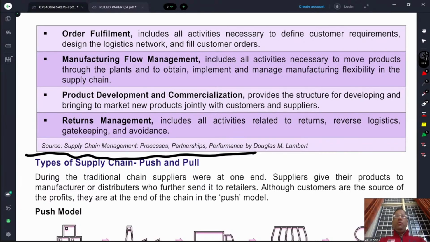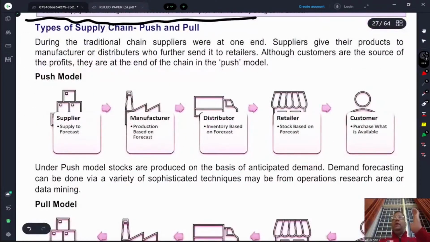If there is any doubt, beta, can we proceed further towards a more detailed understanding of this topic? Do you have any doubt regarding the points we have studied till now? Okay, I have not received any query, so I'm assuming that each and every point is clear. I'm moving further. There are two types of supply chain. The first one we call the push model, and the second one we call the pull model.